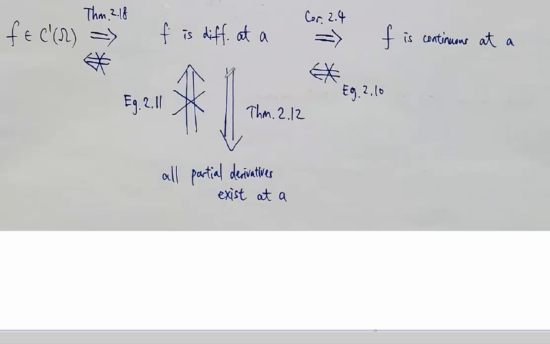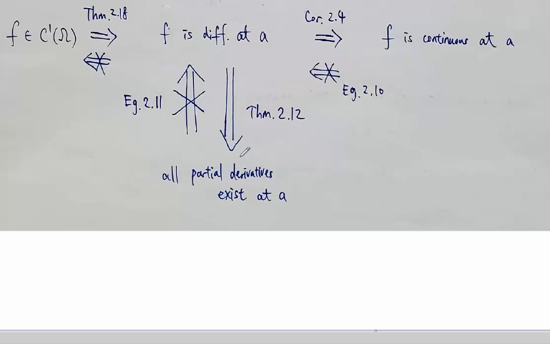Okay, now before I proceed, I would like to give a summary on the relationship of several concepts. Now here you can see the logical relationships between several concepts like f is of class C1, f is differentiable, f is continuous, and all partial derivatives exist. Now theorem 2.18, which is the theorem we just proved, tells us that f is of class C1 implies that f is differentiable at a, which in turn implies that f is continuous at a. And moreover, f is differentiable at a implies all the partial derivatives exist at a. This is given by theorem 2.12.